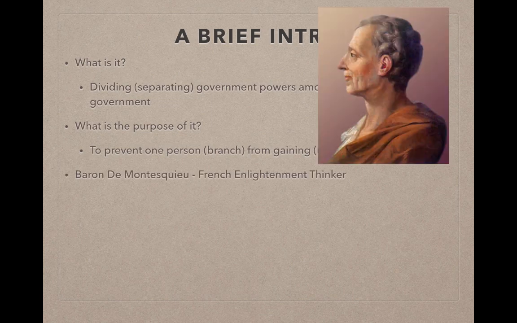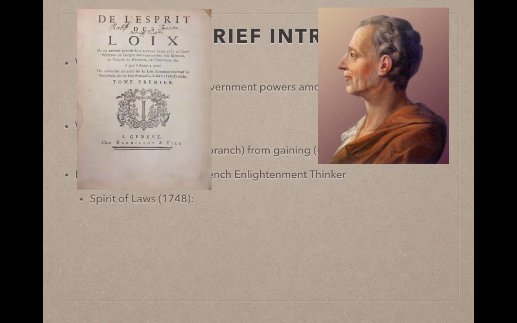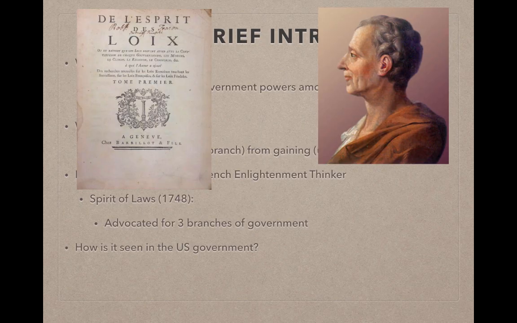So Baron de Montesquieu, this French Enlightenment thinker, here is good old Baron. He really is credited with this idea, although it had been around for a very long time. His writing, The Spirit of Laws in 1748, really reintroduced world society to separation of powers. And he advocated for 3 branches of government.